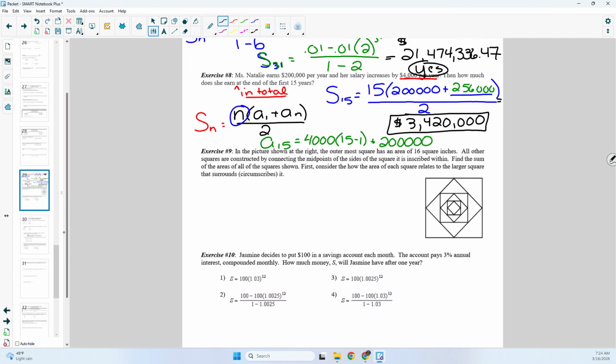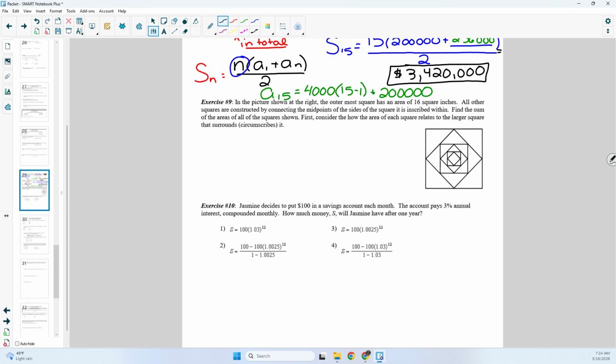So example 9, or exercise 9, is one that's kind of hidden. I don't know if you saw it in a random test of a lot of different topics, if you would recognize it as a series formula, but we'll talk about why it is. So it says, in the picture shown to the right, the outermost square has an area of 16 square inches.